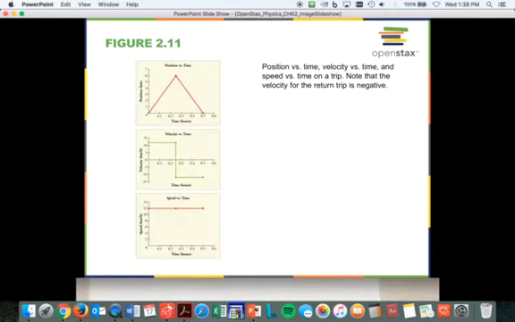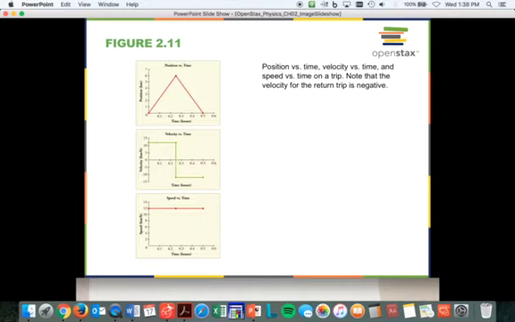So let's look at the position versus time graph. Here's the position versus time graph right here. The velocity for the first part of the trip was positive 12 kilometers per hour. The velocity for the second part of the trip was negative 12 kilometers per hour. So you add the two velocities for the entire trip, you get 0.